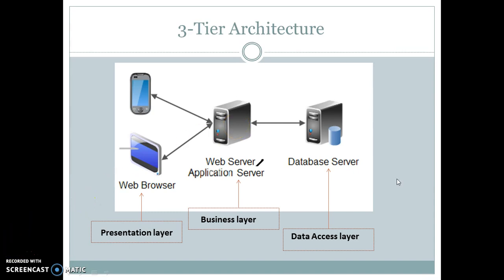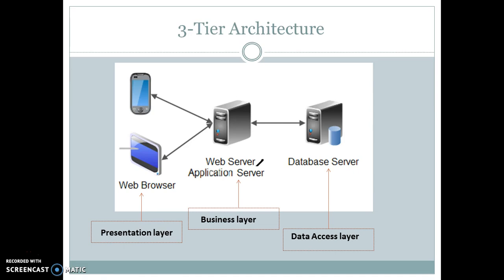But three-tier architecture has the following disadvantage. The performance of the application can be affected because the application server is responsible for carrying out the actual processing, and at the same time it is also handling the client requests and responses. To overcome this disadvantage, N-tier architecture was evolved.